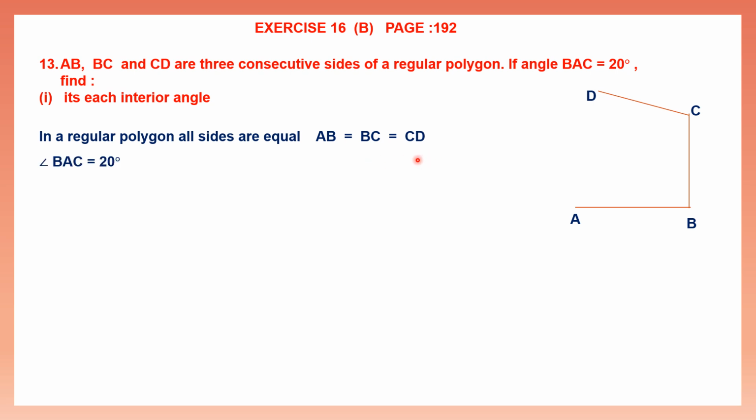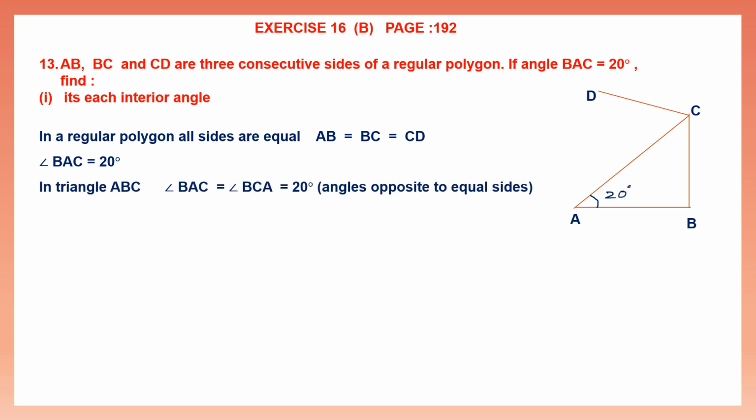Now, what else is given to us? We are told that angle BAC is 20. If angle BAC is 20, we have to find out a few other things. And the first one is to find each interior angle. Angle BAC. Now, B is here, A is here, and C, that means here we should have an angle, isn't it? That means I need to have a line here. So we have a line there. So this is the angle. That means this is 20 degrees. This is given to us. 20 degrees is given to us.